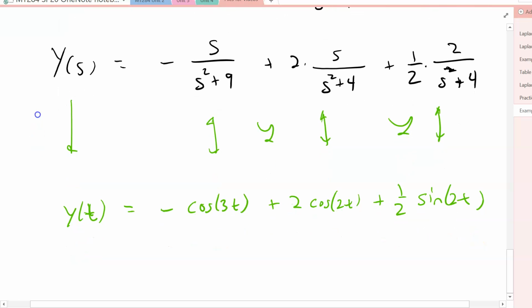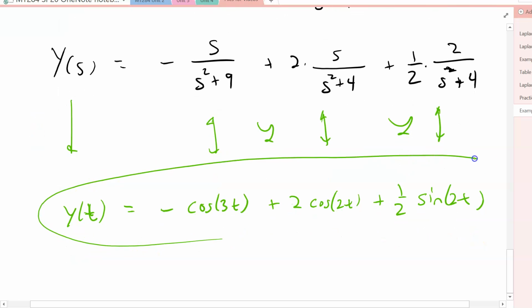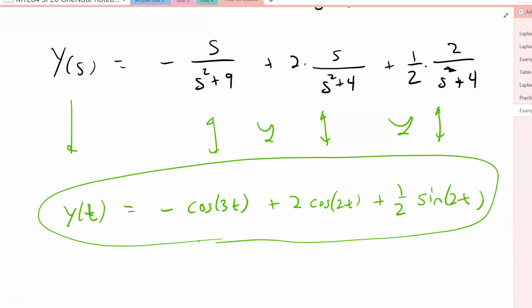Okay, so that is the solution of that initial value problem. Again, we could have done that using the method of undetermined coefficients, as we've learned before. This is an alternate method for us.